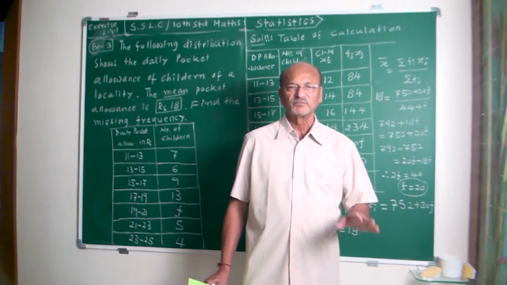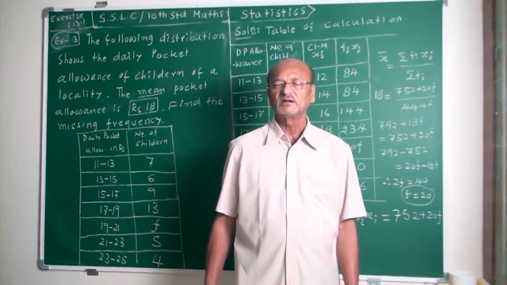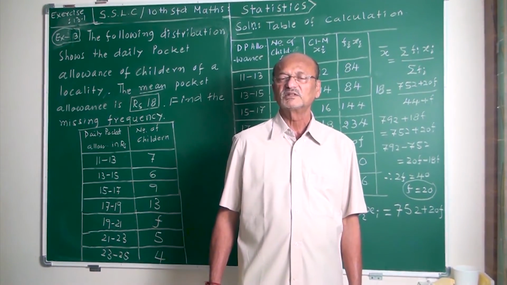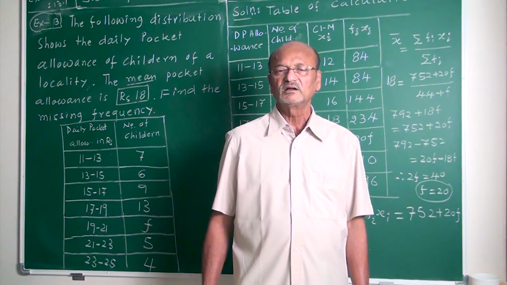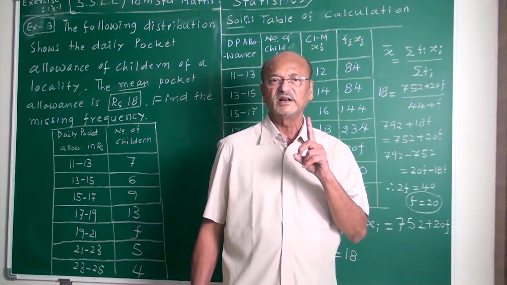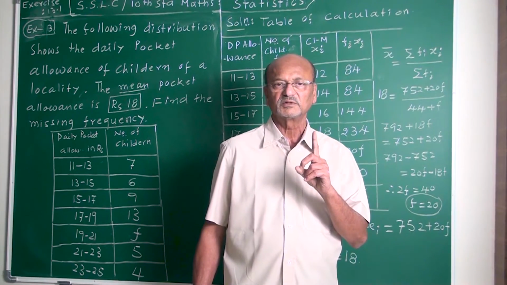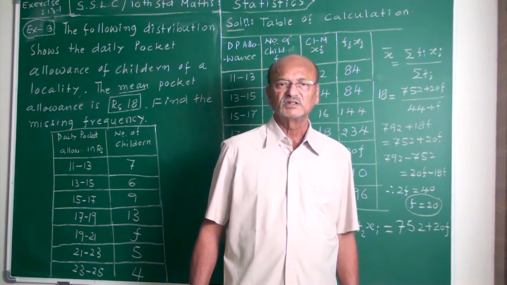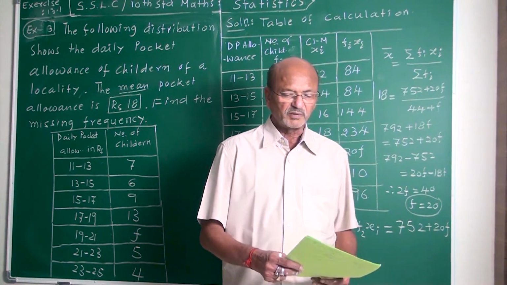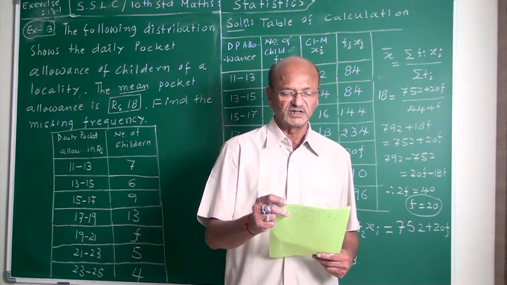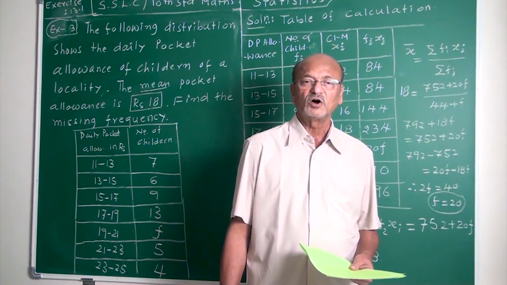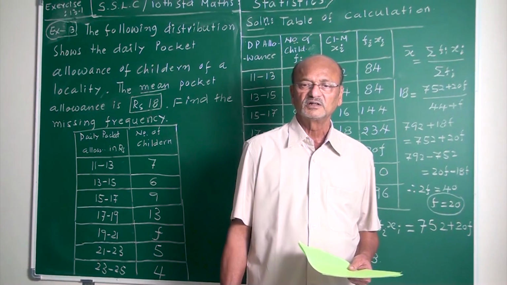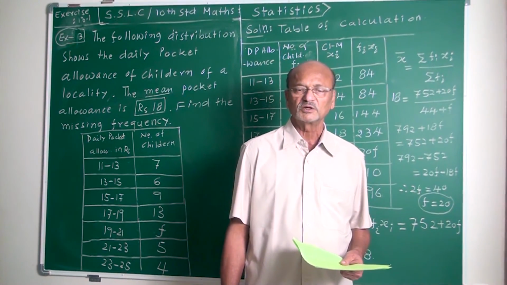Missing frequency. These are the examples I have collected. The first method, what is that first method? Finding the mean by direct method, my friends. Direct method. This is the first method. My friends, the next method is assumed mean or shortcut method.